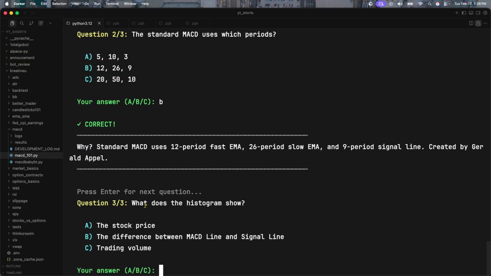All right. And what does the histogram show? The stock price? Or is it going to be the difference between the MACD line and the signal line? I think I heard that before. Or is it going to be the trading volume?